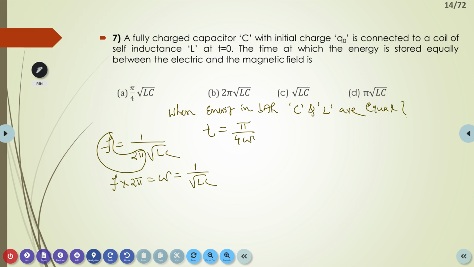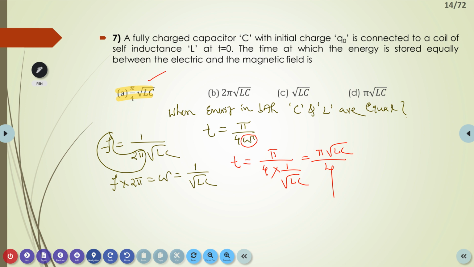Now I will substitute this omega value. So that T equals pi divided by 4. What is the value of omega? 1 divided by square root of LC, equal to pi into square root of LC divided by 4. So which is the right choice? This is the right choice. This is the right answer.